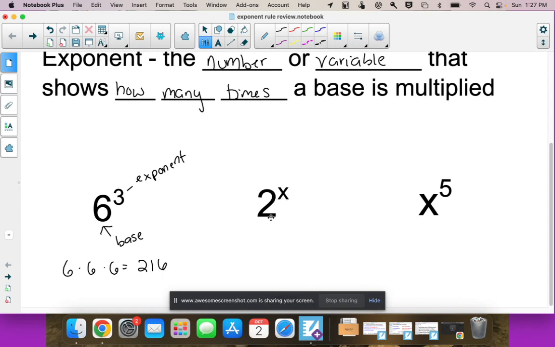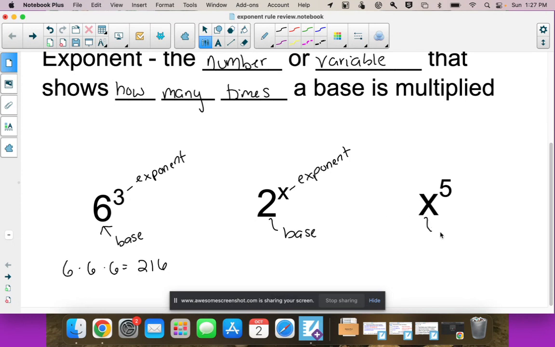Okay, on the second example, your base is 2 and x, the variable, is your exponent. And when we get into graphing these, that exponent could be any number, and it would tell you how many times the base is being multiplied. So it will change because you have a variable for the exponent.